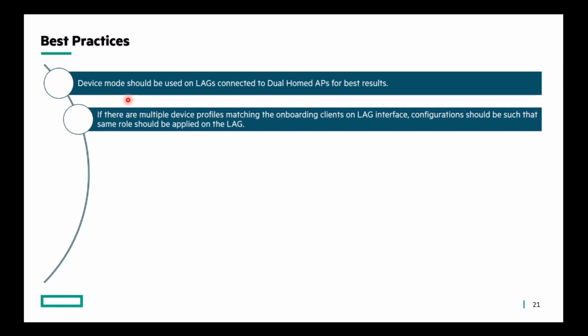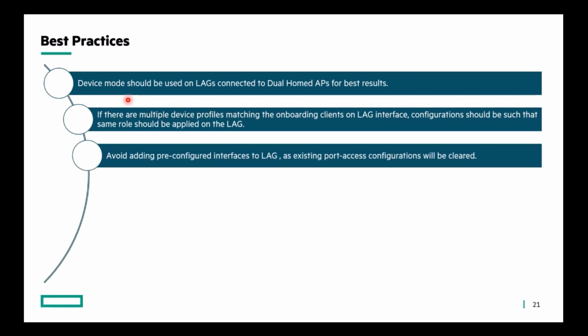If we have multiple device profiles matching the onboarding clients on a LAG interface, consider I have a phone. I want to do an LLDP based match on one device profile and a CDP based match on another device profile. In that case, we should configure the same rule in both device profiles. If you configure device profiles with different rules, then whichever comes first will be applied. That is not the ideal case. So either you have to configure a single device profile, or if it is multiple device profiles, the rule assignment has to be the same.